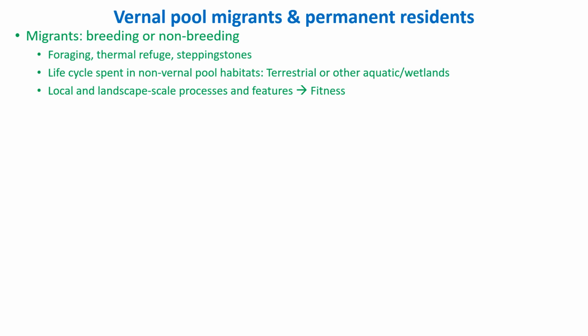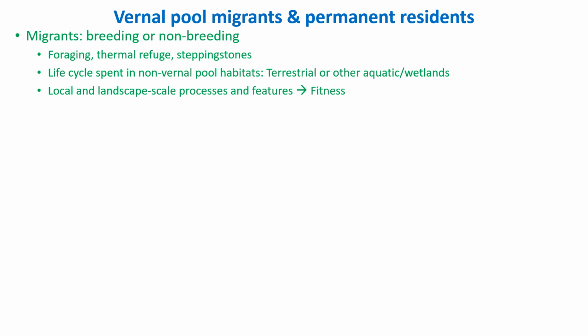And migrants spend much of their life cycle in habitats that are not vernal pools. It could be other wetlands that are not necessarily vernal pools, other aquatic habitats like rivers or lakes and ponds, or forests or grasslands. So the overall fitness of these migrants that are occupying vernal pools transiently depends on both local and landscape scale features, particularly for the migrants to successfully finish their life cycles and to reach vernal pools for breeding activities, and even for certain species to reach vernal pools for foraging activities.